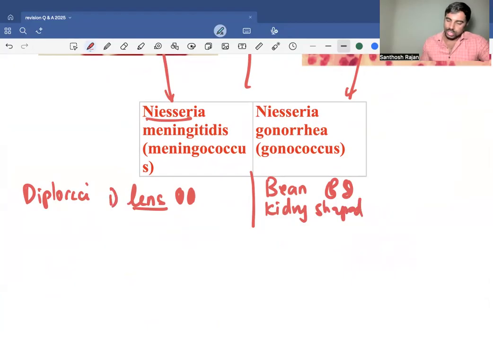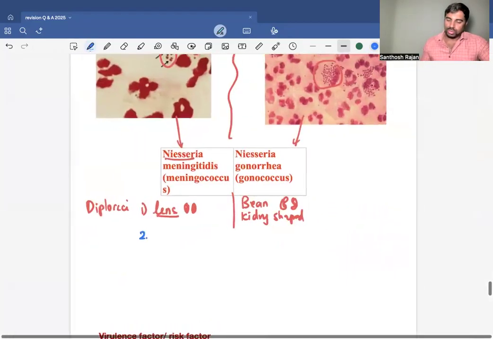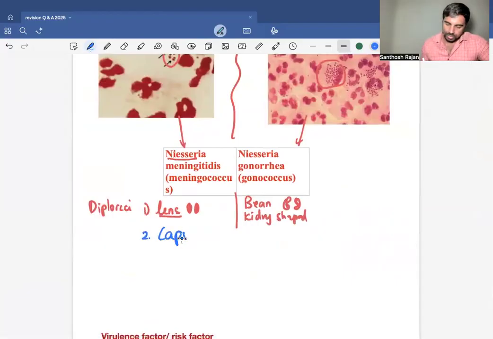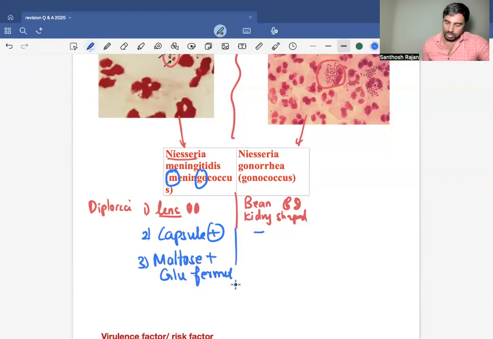First point. Second one, the capsule. When you talk about the capsule, it's positive for meningococci, here it's negative. Then when you talk about the biochemicals, for meningococci, M and G is there, so it ferments maltose plus glucose. But for gonococci only G is there, so only glucose is fermented.